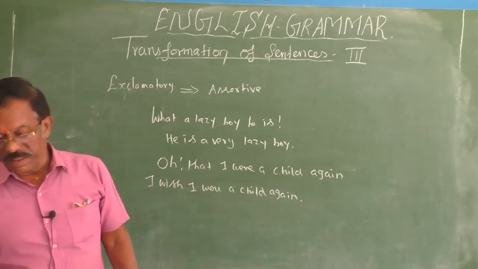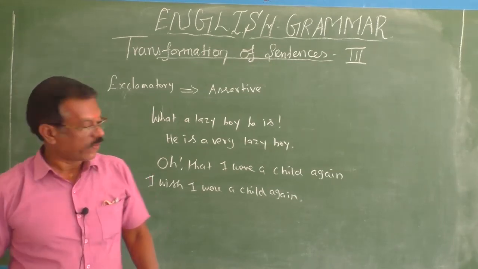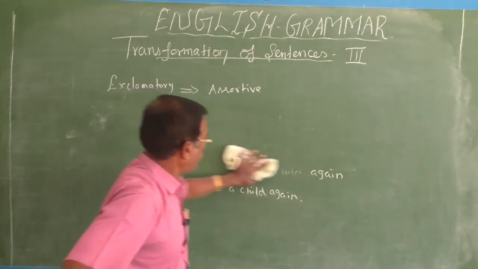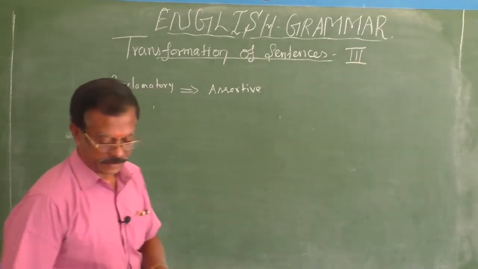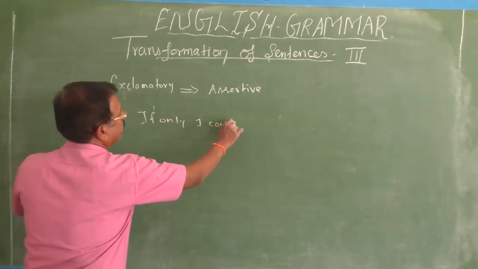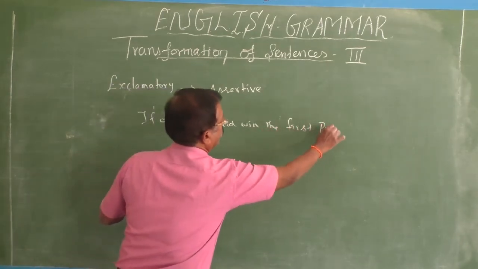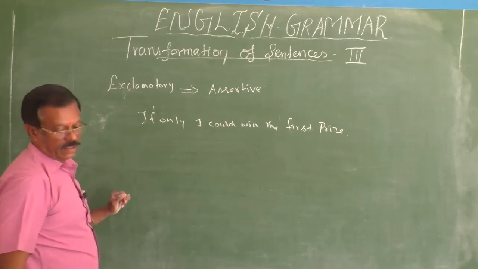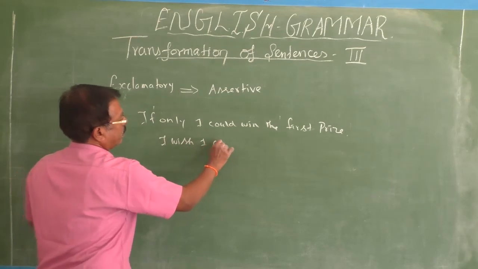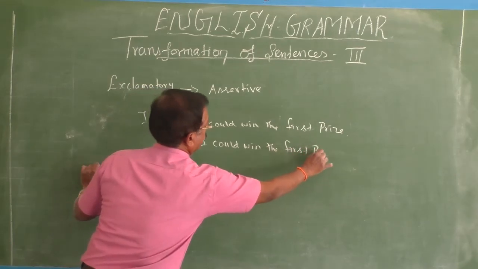If only I could win the first prize, I wish I could receive. For example, another sentence: If only I could win the first prize. How can you change? I wish I could win the first prize. Okay, fine.